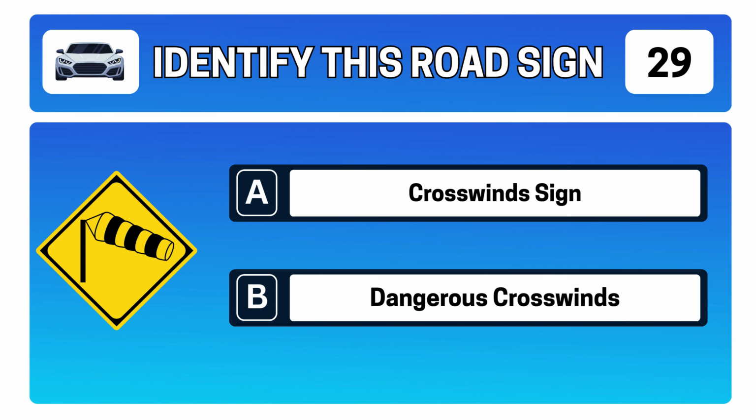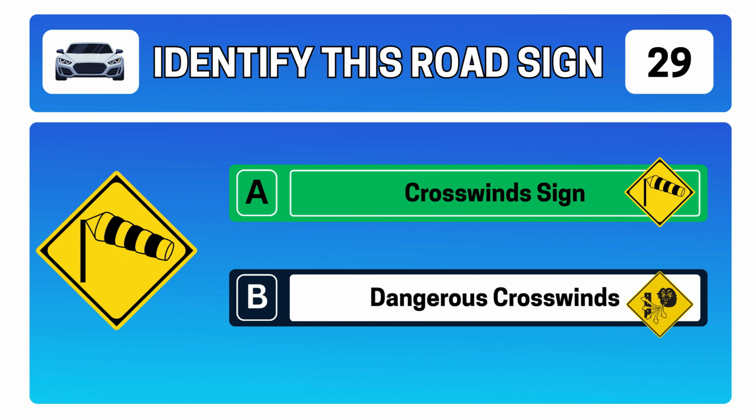Identify this road sign. A. Crosswind sign. B. Dangerous crosswinds. Right. It is the crosswind sign.